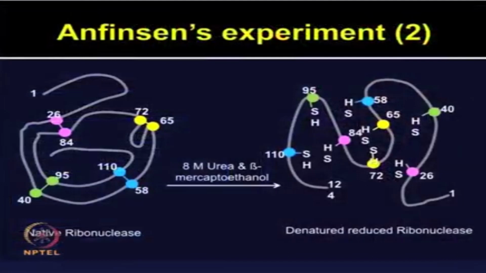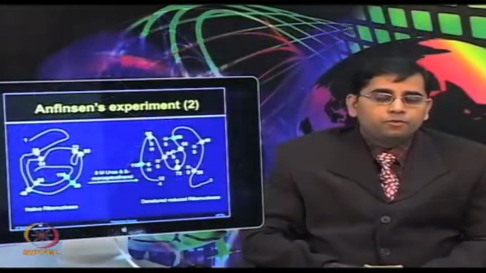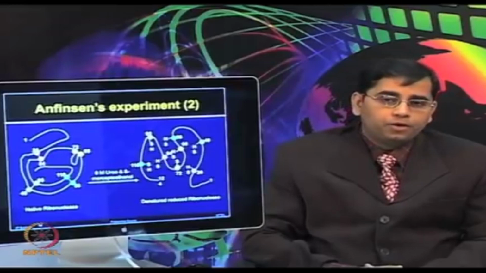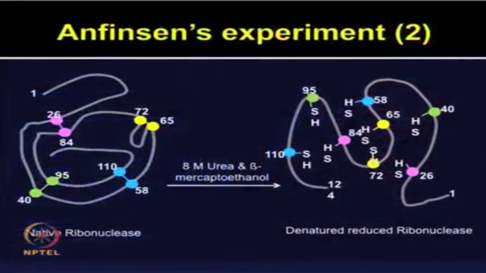So, as we have discussed, the ribonuclease protein contains 124 amino acid residues and forms 4 disulfide linkages. These linkages are formed between the cysteines, as shown here, of 26 and 84, 40 and 95, 58 and 110, and 65 and 72. The ribonuclease native conformation is lost when it is treated with 8 molar urea and beta mercaptoethanol. As you can see here, the native ribonuclease has formed denatured reduced ribonuclease due to the breaking of disulfide and non-covalent interactions.